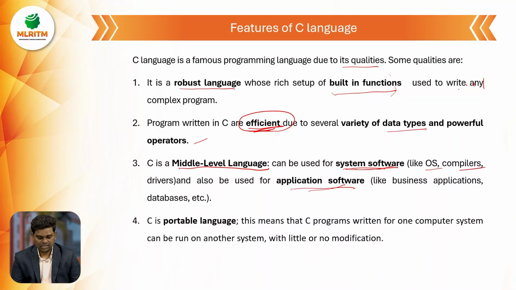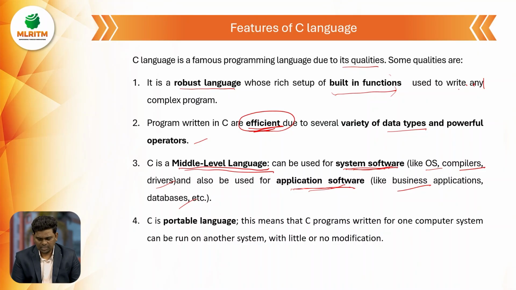For example, OS, compilers, and drivers come under system software. And the second one, application software, is exclusively used to develop applications like business applications or databases. So these are the two types of software supported by the C language. That's why C is a middle level language.